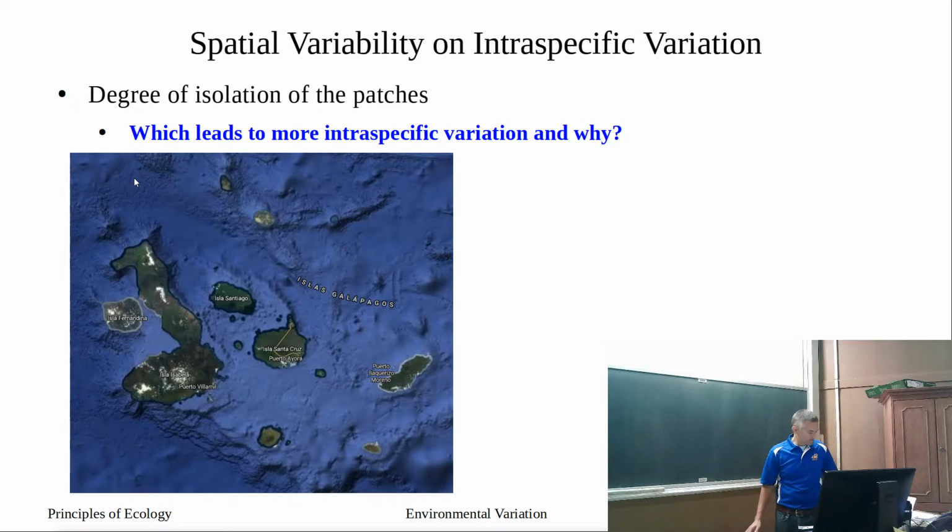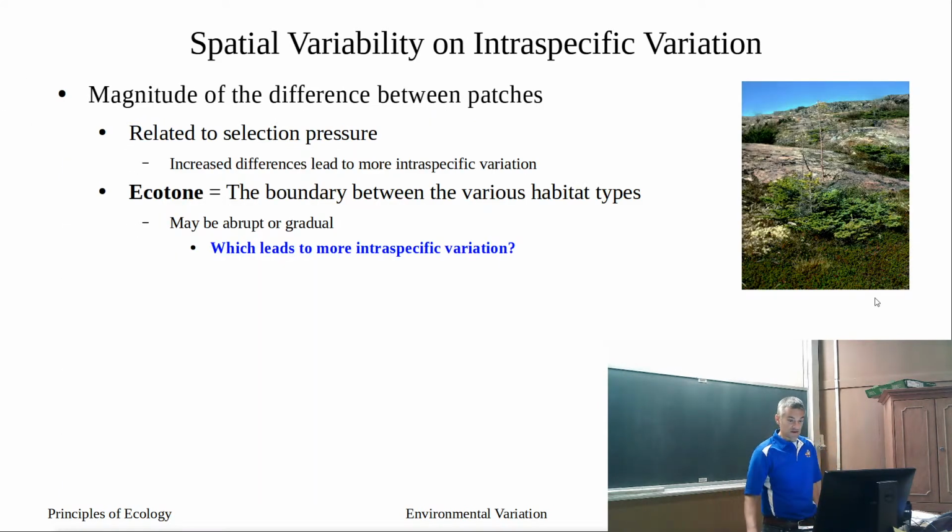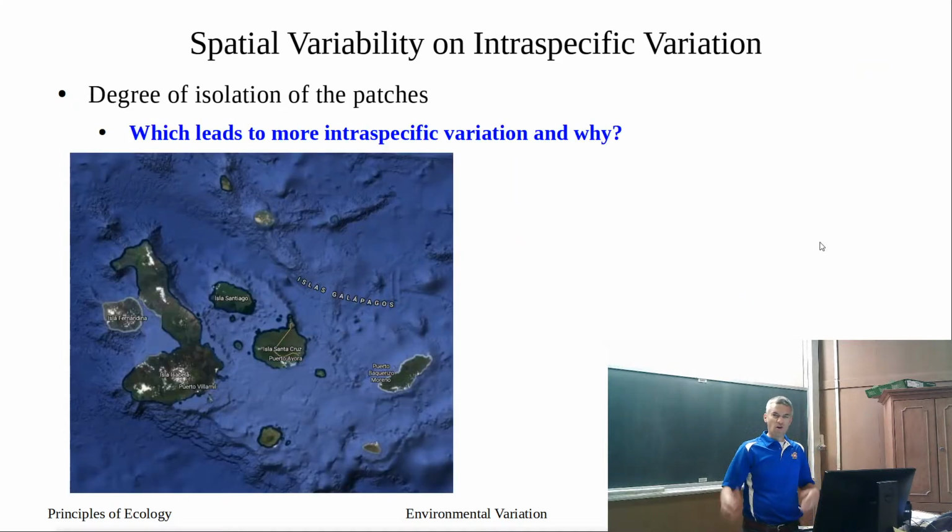Second part is isolation. Degree of isolation of our patches. So some of our patches are close together, and that was this example. They're close together, or our sand dune type area could be close together, or they could be far apart, say at opposite ends of the state. How does the degree of isolation affect our intraspecific variation? Which situation would produce more variation: if our patches are close together, or if they're isolated?